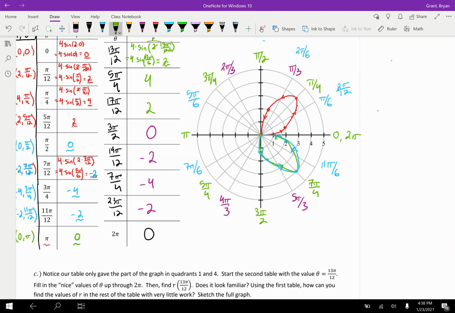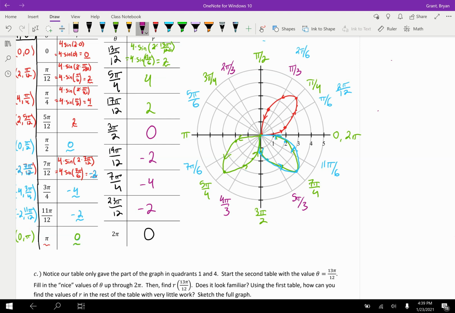Okay, third set is going to be this one in green, and because we're positive, this is 13 pi over 12, and we go out a radius of 2. You can see that this leaf will be in the third quadrant. So 2, 4, 2, 0, and it is drawn in this direction.